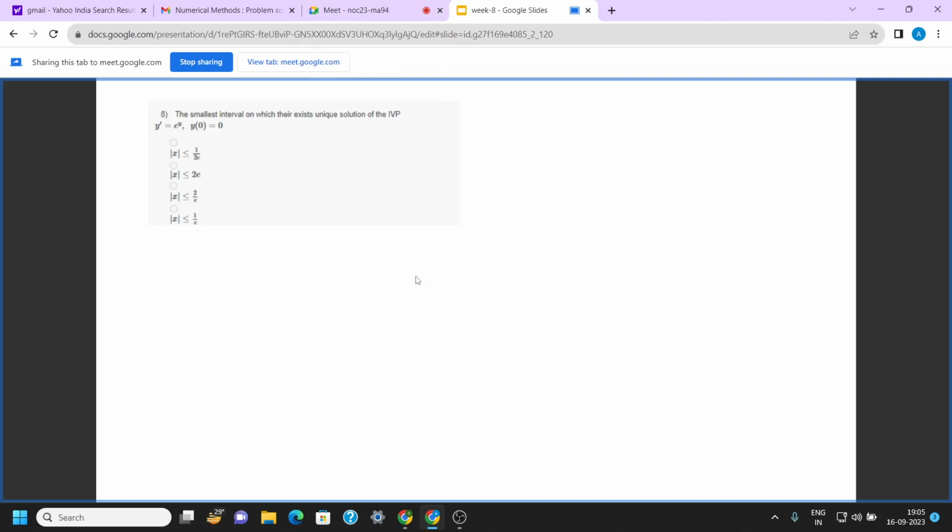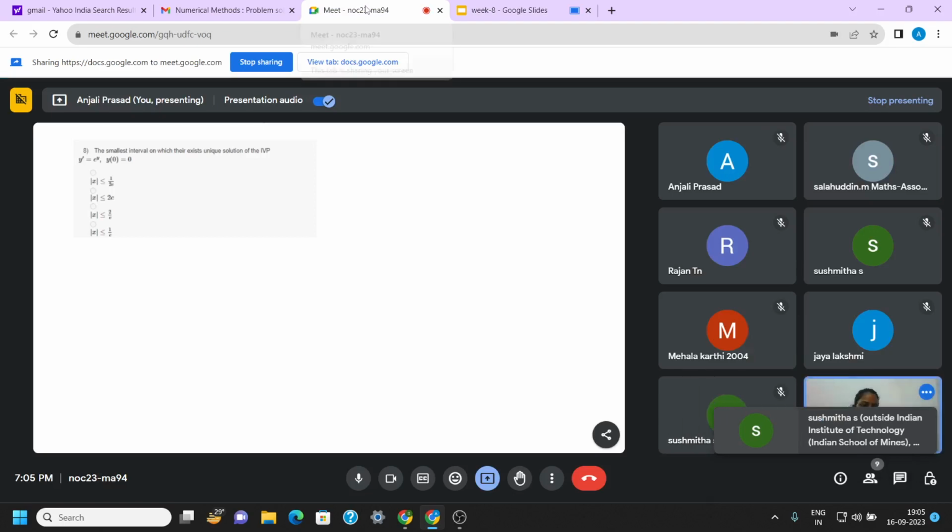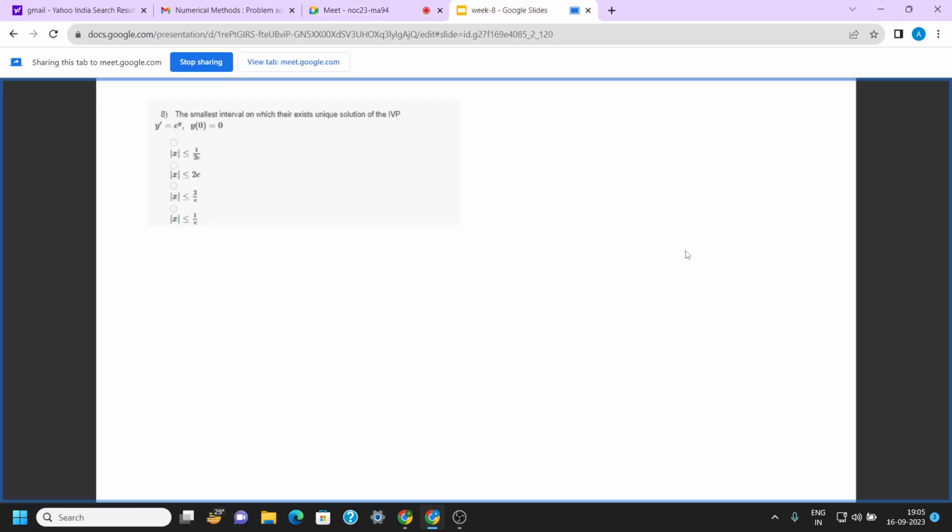So repeating A, check it nicely. The correct option is D, mod x less than or equal to 1 by e.